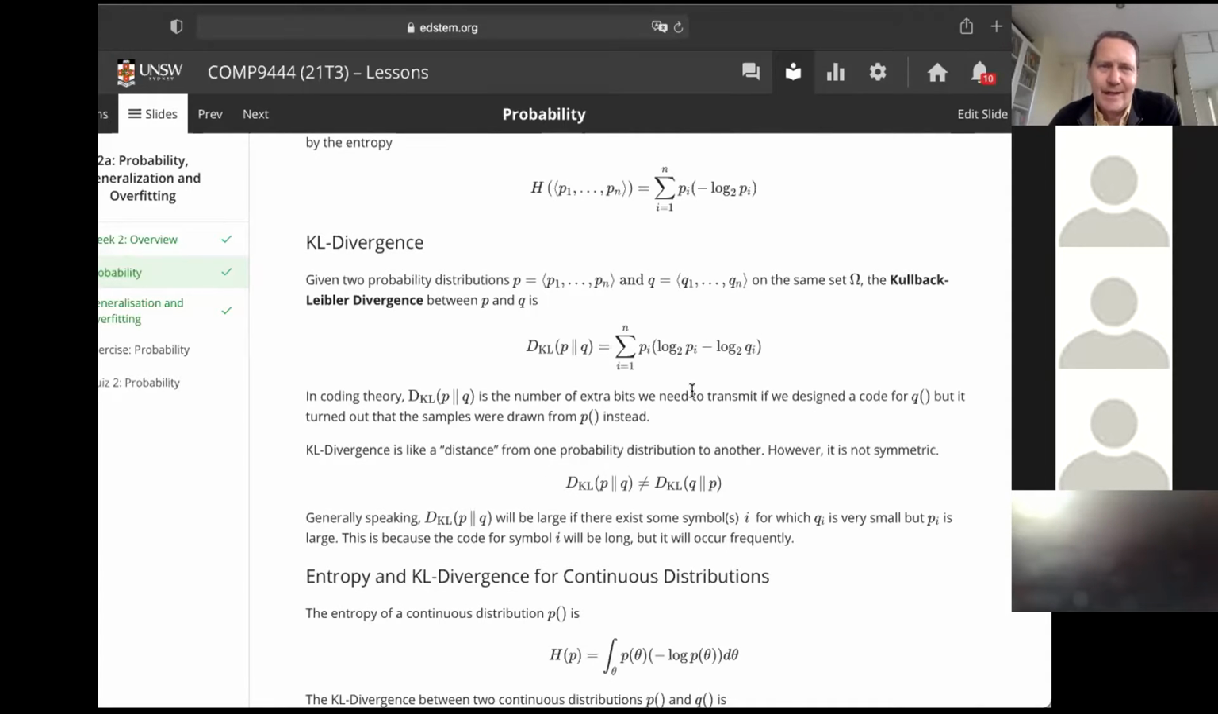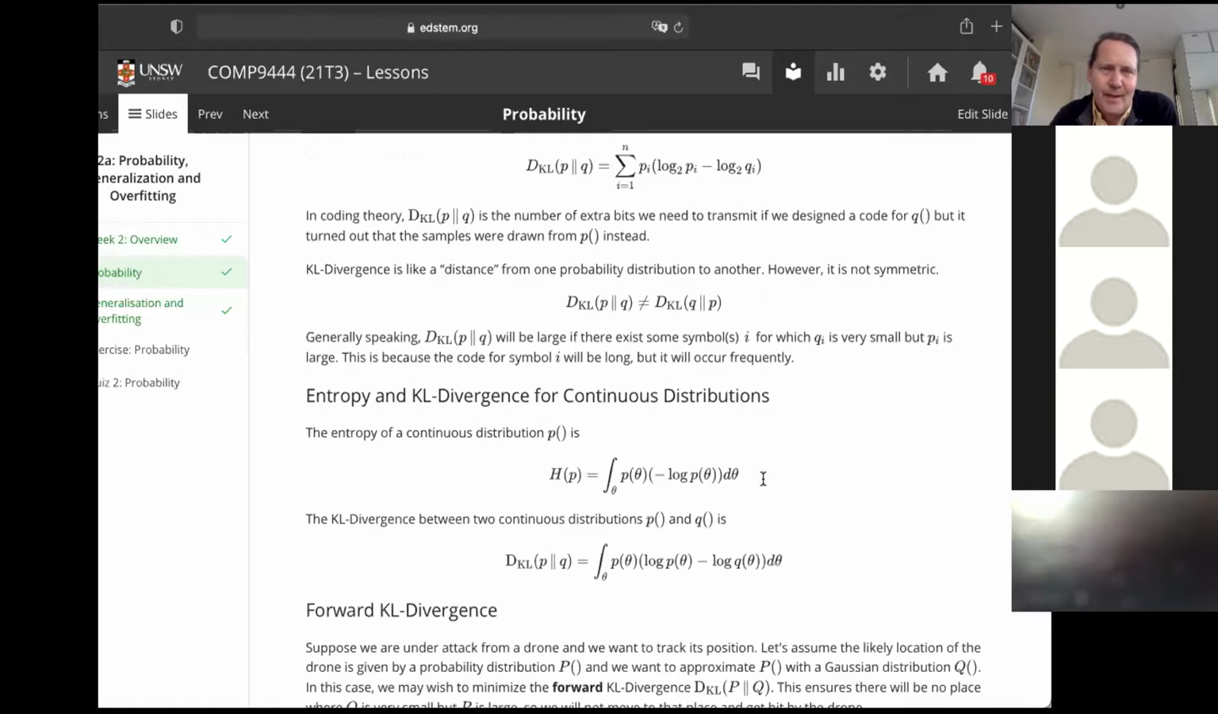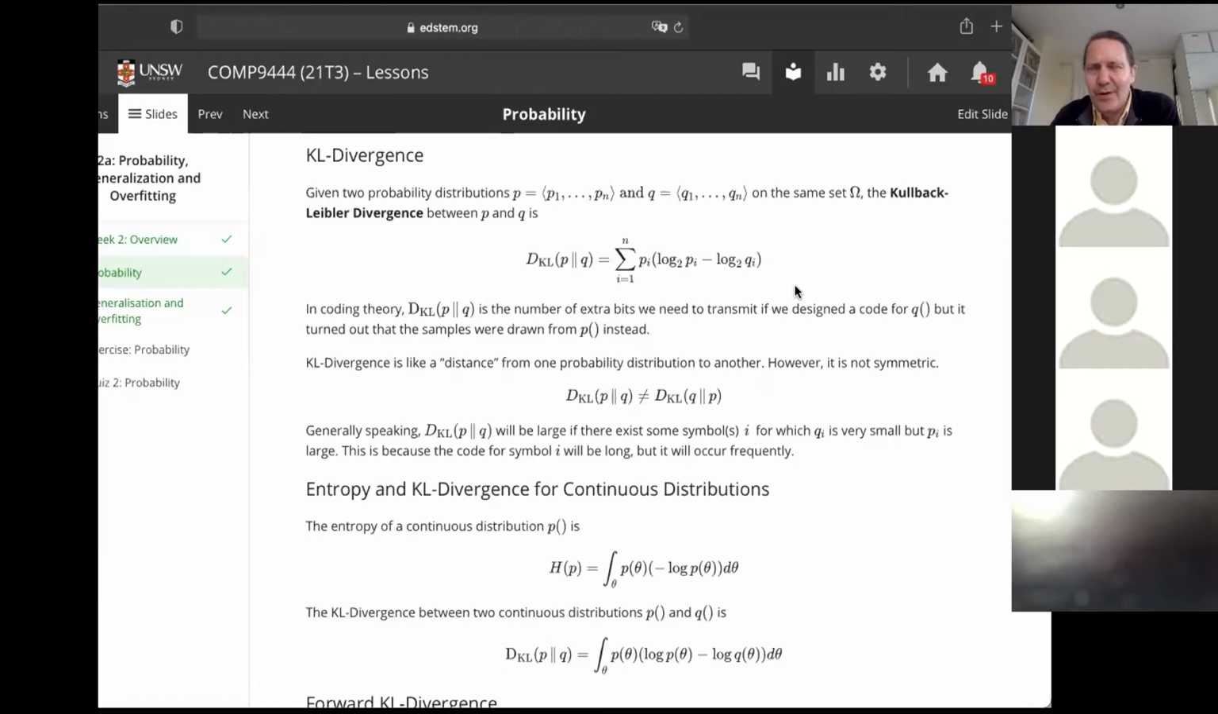In the discrete case, we can interpret this again in terms of coding theory. It's the number of extra bits that we would need to transmit if we designed a code that's optimal for Q, but then it turns out that the symbols are instead chosen from the distribution of P. This number is always positive or 0, and if P and Q are equal, it's 0. So that's the discrete case.